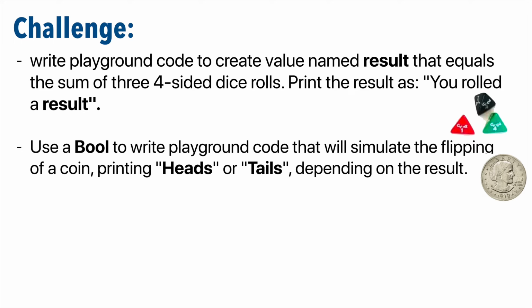I want you to use a bool to write playground code that will simulate the flipping of a coin. Print heads or tails depending on the result.